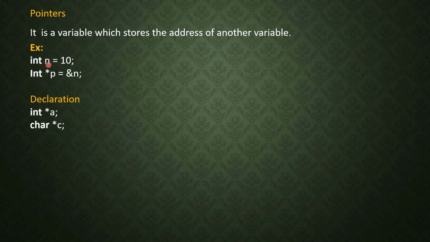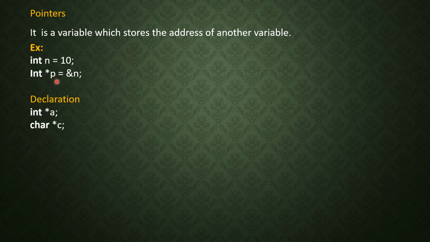I told you that you have to store the address of another variable. So first we'll declare a variable which is of type int. So n is a variable of type int, and I'm going to assign an integer value to the n variable. Next I'm going to declare a pointer. How are we going to declare a pointer? By using the asterisk symbol. So star p, now p will become the pointer.